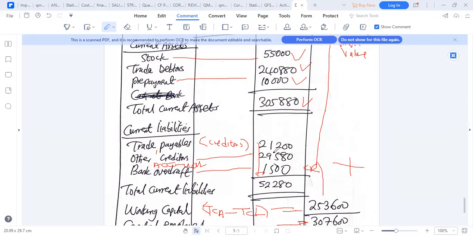During the year, an amount of 50,000 due from a customer was written off, which I understand is a bad debt and it affects the income statement as an expense. And then there's also a provision for doubtful debts, which was required as at the end of the year.